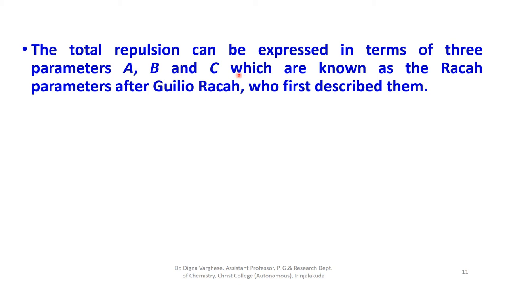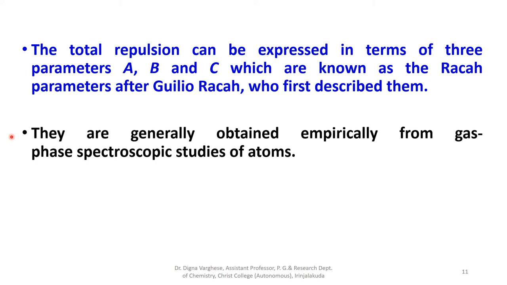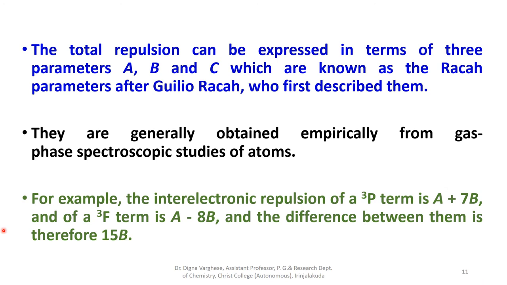The total repulsion can be expressed in terms of three parameters, A, B and C, which are known as the Racah parameters after Giulio Racah, who first described them. They are generally obtained empirically from gas phase spectroscopic studies of atoms. For example, the inter-electronic repulsion of a 3P term is A plus 7B, and for a 3F term is A minus 8B, and the difference between them is therefore 15B.